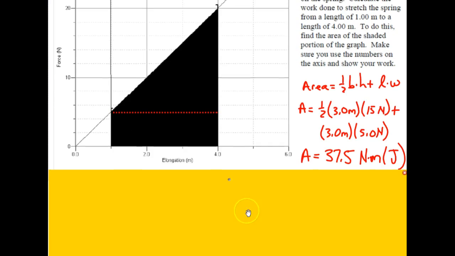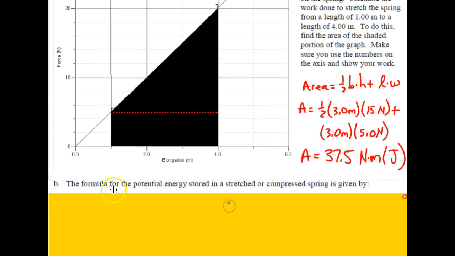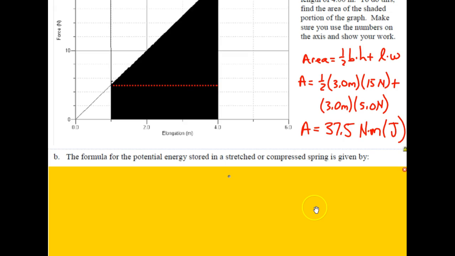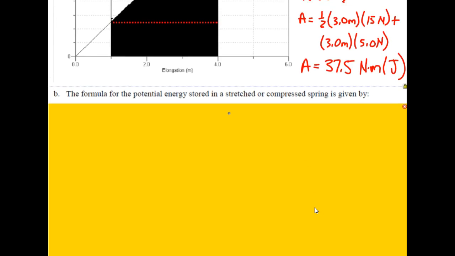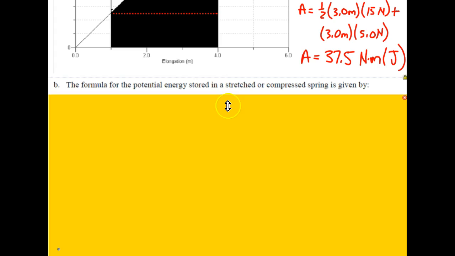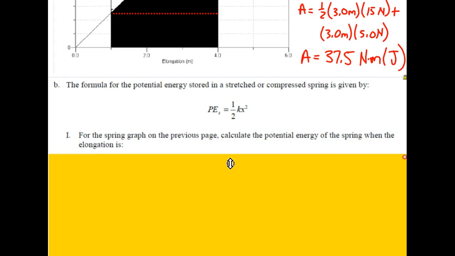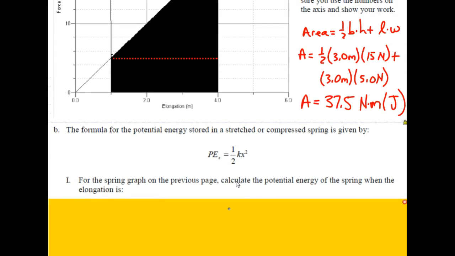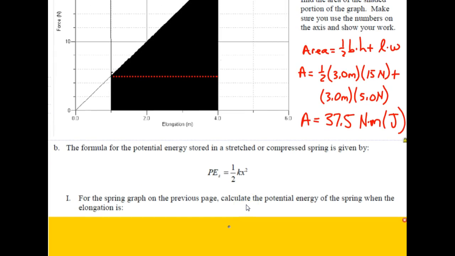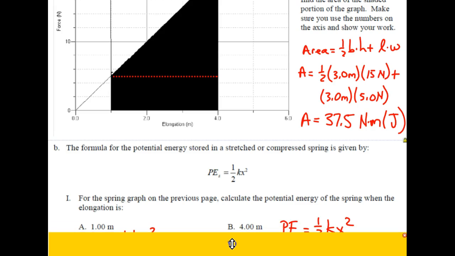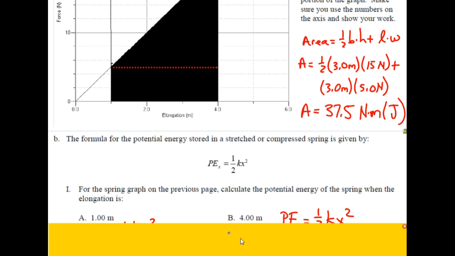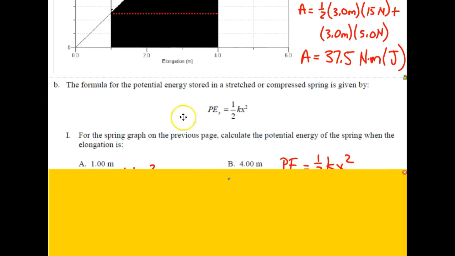All right, now next in B, they tell us the formula for the potential energy stored in a stretched or compressed spring is given by PES equals 1/2 kx squared. In B1, for the spring graph on the previous page, which is right above here, calculate the potential energy of the spring when it's stretched 1 meter and when it's stretched 4 meters, just like in our graph here.